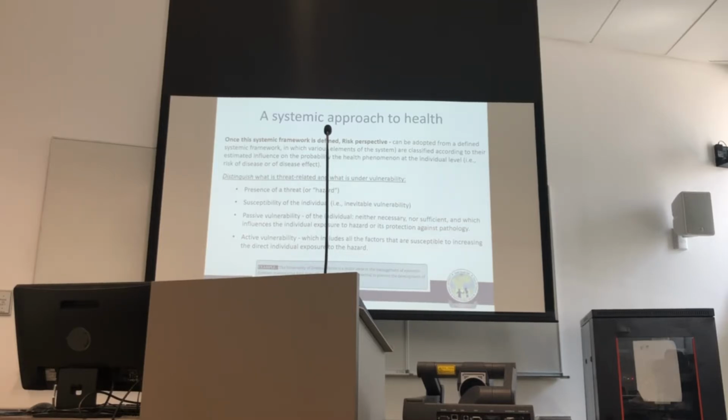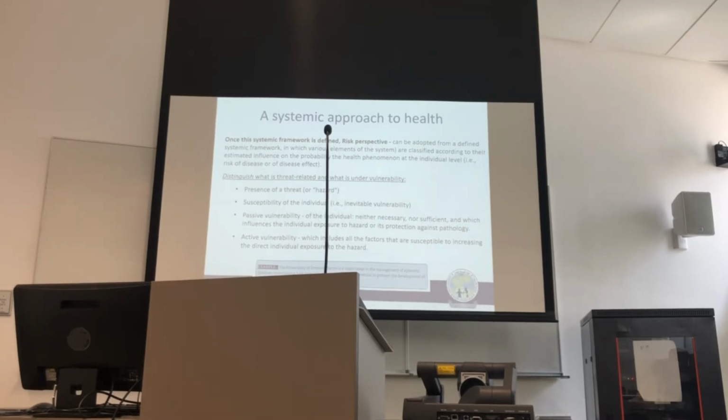Now distinguish what the real threat is and what the vulnerability is. In the presence of the threat, there is the susceptibility of the individual, passive vulnerability, which is what? It is the susceptibility of the individual, meaning inevitable vulnerability, meaning people will get infected. So here I'm classifying the risk. We have passive vulnerability of an individual, neither necessary nor sufficient, which influences individual exposure to a hazard or its protection against the pathology, which is basically what we talked about with COVID-19.